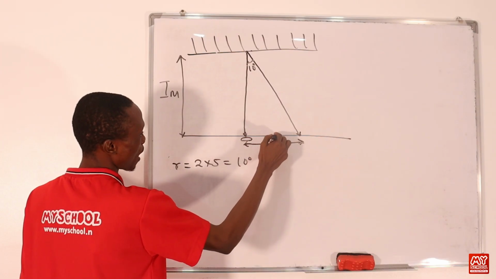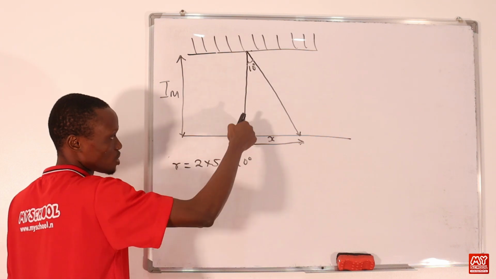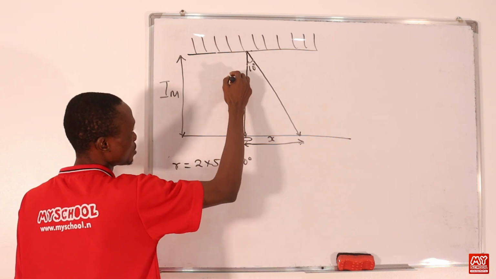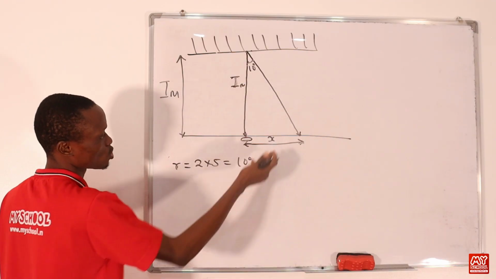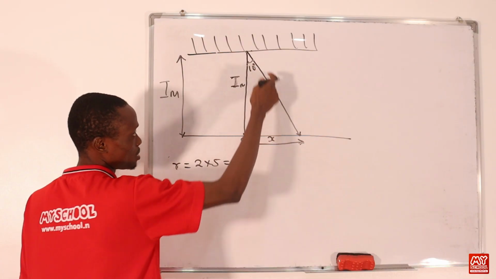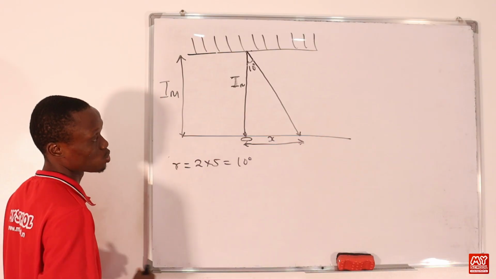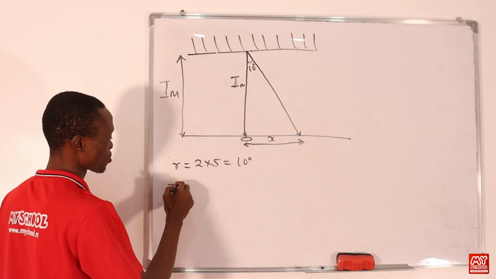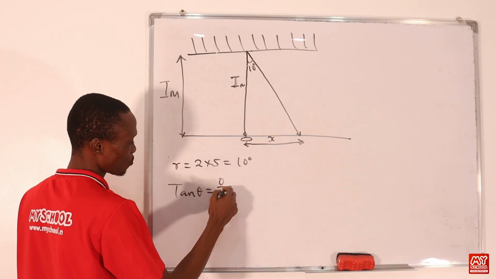So we can call here I, right? Now if you look at this line, this distance and this, both of them are parallel. So that means here is also 1 meter, right? Since we are looking for x here, and we know that this is our opposite, this is our hypotenuse, and this is adjacent, in that case we are going to be making use of tan. So tan theta is equal to opposite over adjacent.